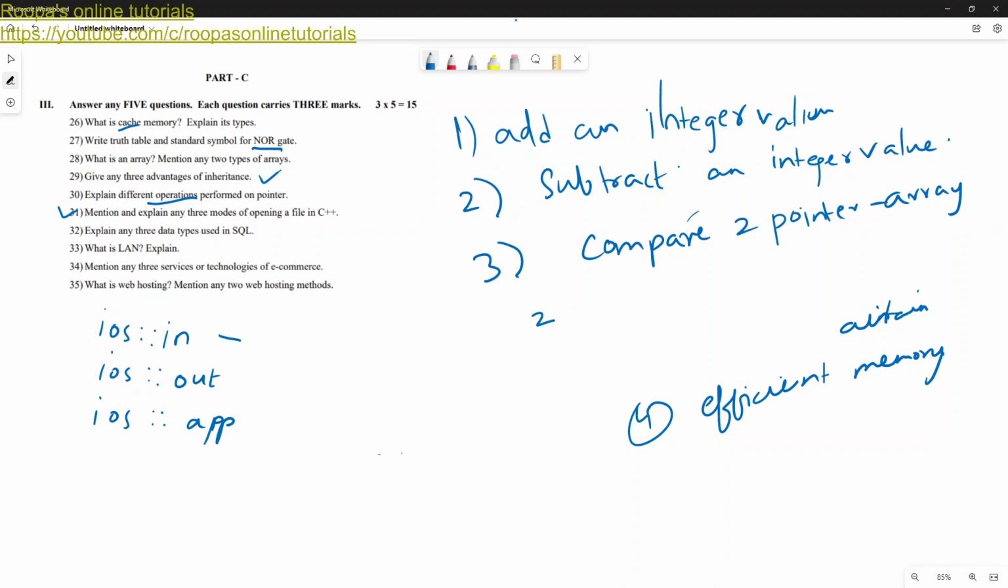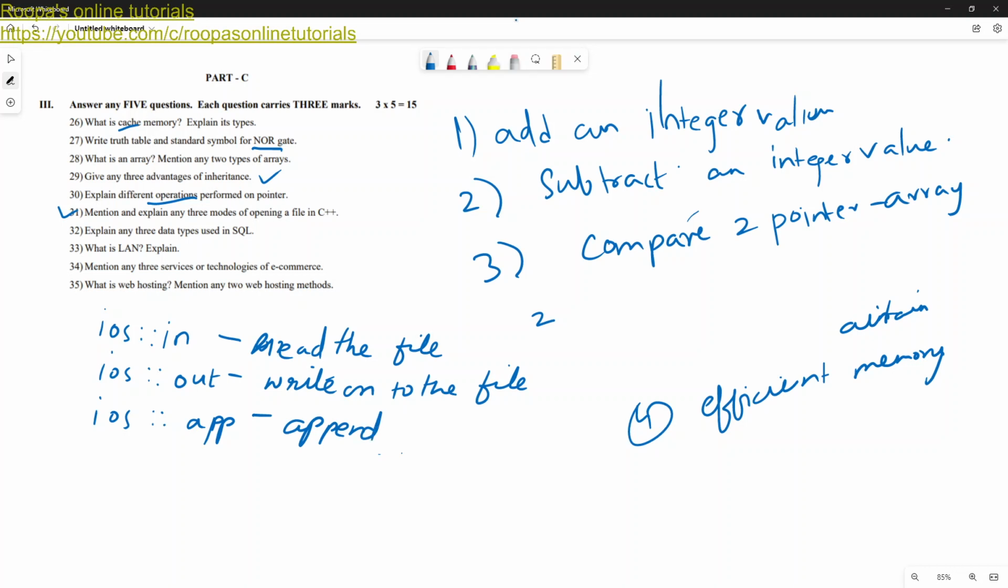In is for input, to read the file contents. Out is to write onto the file contents, and app is to append. Append means if the file already exists and you want to add some more data to it. Append the file.